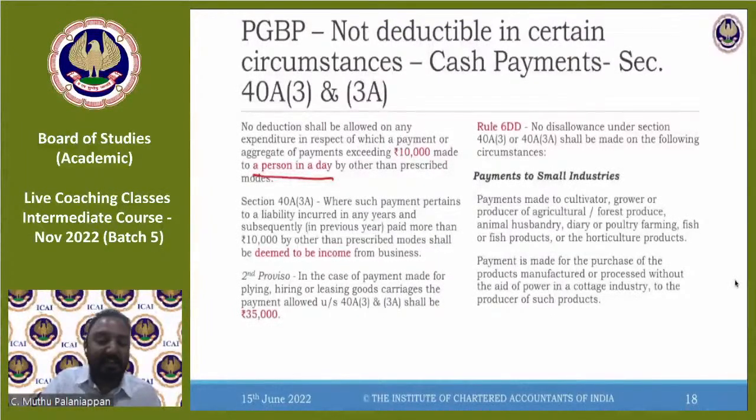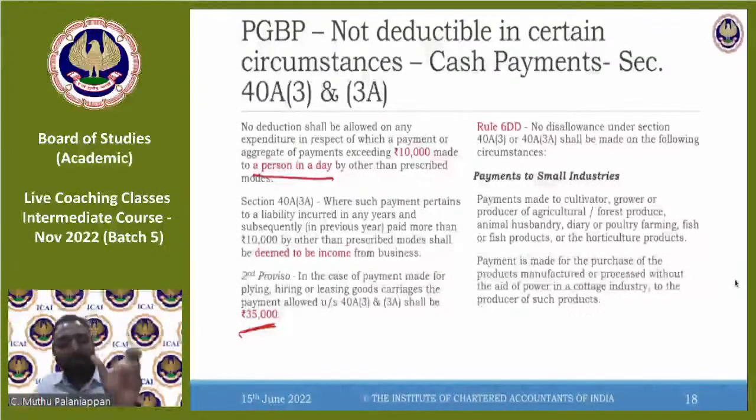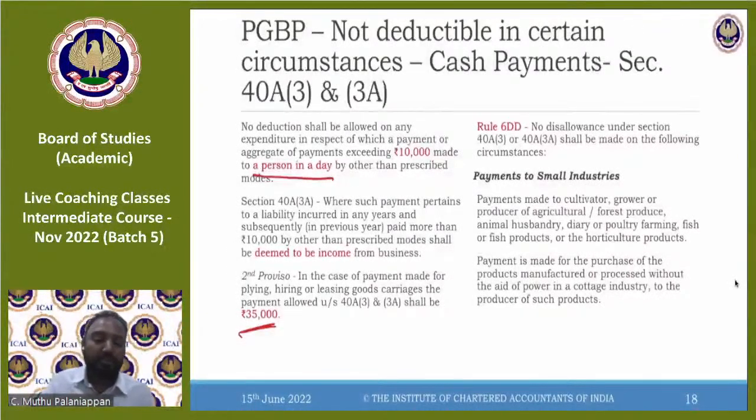And in case it is relating to hiring or leasing of goods carriages, the limit is not 10,000, the limit becomes 35,000. In case of this business alone, plying, hiring or leasing of goods carriages, the limit is 35,000. Can we say that cash is not at all allowed? Of course, there must be some exceptions, right?